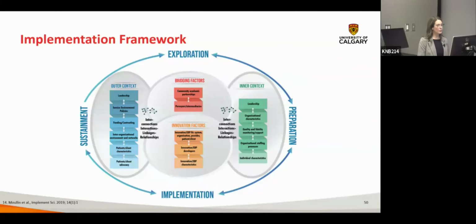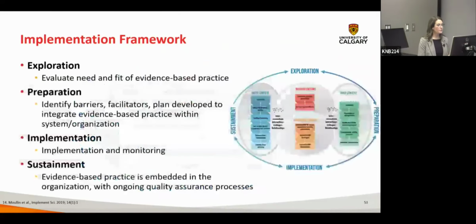And so you're constantly working between this outer context and inner context. And it's nice because you can always loop back to go back to where you were before and then try something new. So overall, it helps us support planning, mapping, and evaluating implementation strategies. So in terms of the exploration, this is what we use to evaluate the fit of evidence-based practice. So in the case of osteoporosis, we know there's a treatment gap. So that would be considered the exploration phase.